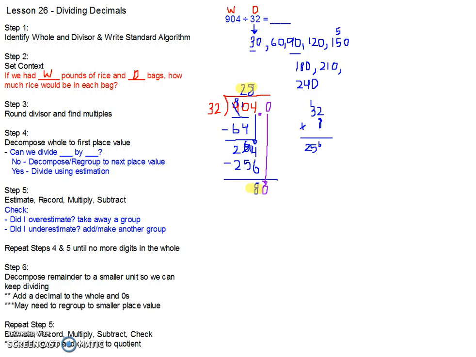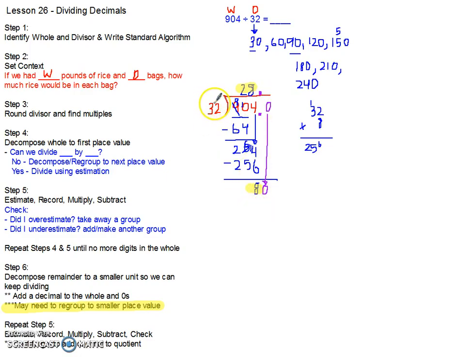At this point, you may be able to divide, or you may need to regroup or decompose to a smaller place value depending on how much of a remainder you had and how much your divisor was. We don't have to further regroup at this point because we have 80 and we can make groups of 32. So now we kind of repeat step 5. We estimate, we record our estimate, multiply, subtract, and then check our answer. One thing you need to be aware of is you need to make sure that because our answer or estimate is going to be in tenths, that we add that decimal to the quotient so that it is correct.